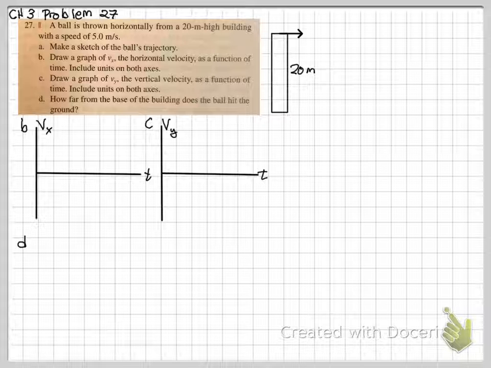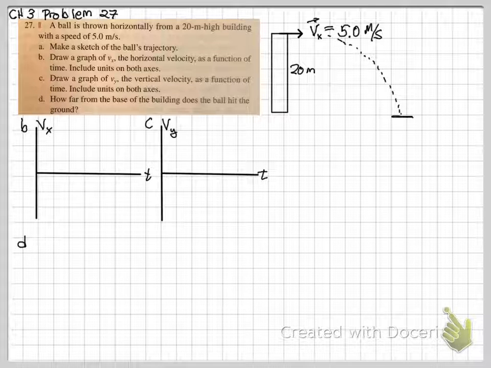And we know that it left with a horizontal speed, v sub x, of 5.0 meters per second. And we know that gravity is going to be affecting it, pulling it down. And that's going to give us a trajectory that looks something like that. You can even draw an arrow. This is g acting on it.